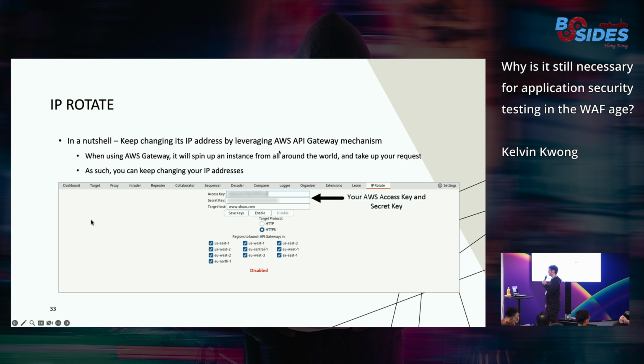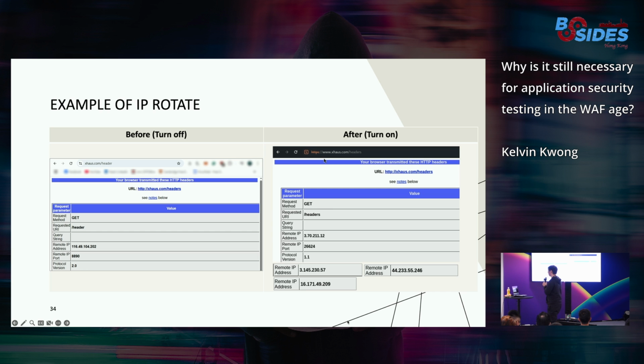So what it does in a nutshell is it will try to leverage the AWS API Gateway mechanism. What API Gateway does behind the scenes is every time you set up a gateway like that, it will spin up connections from all around the world. So by using this mechanism, it will allow you to keep changing the IP address when accessing the same website. So as a result, you can do something like this.